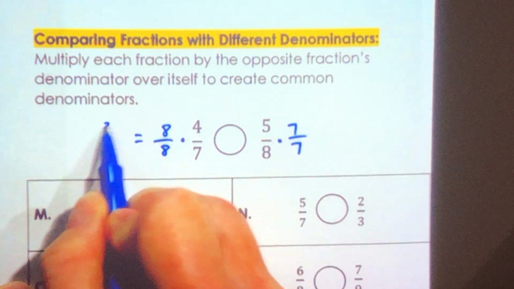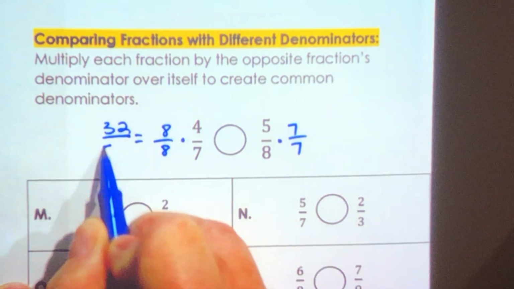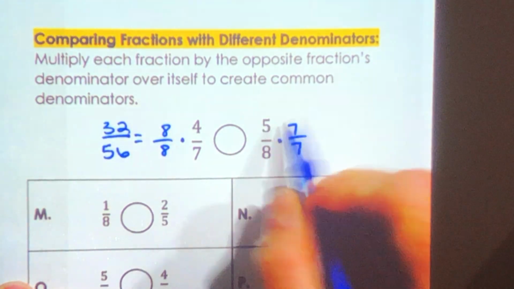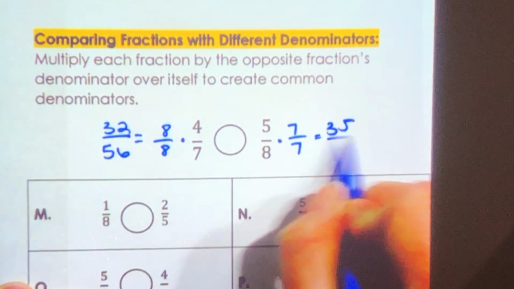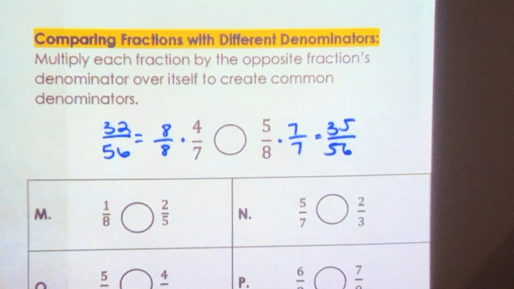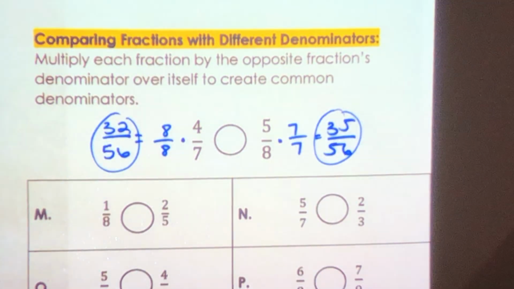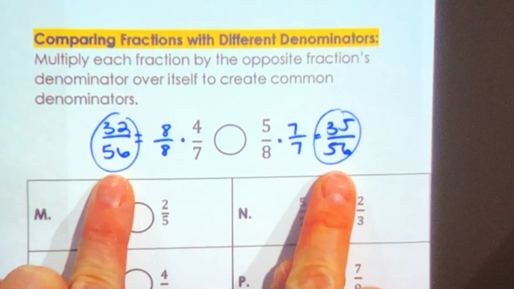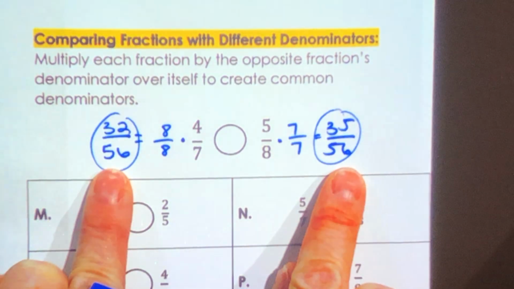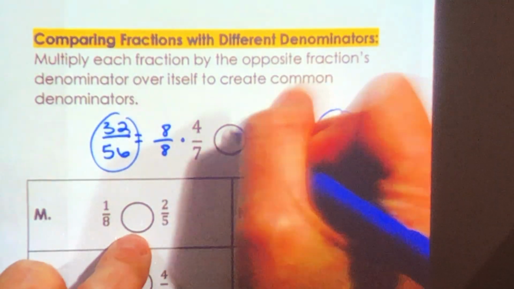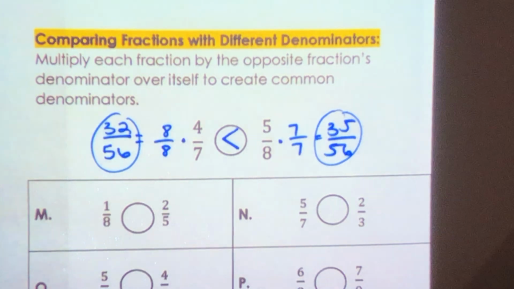4 times 8 is 32. 8 times 7 is 56. 5 times 7 is 35. And 8 times 7 is 56. Now I'm hoping that you're noticing that when I multiplied each fraction by the opposite denominator over itself, I now have 2 fractions with the same denominator, which are easy to compare. More pieces are greater. So that would mean 5/8 is greater than 4/7.